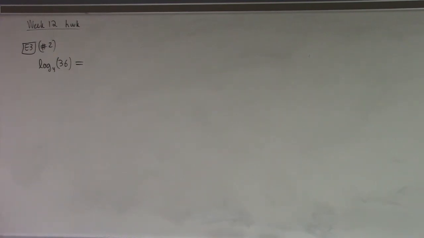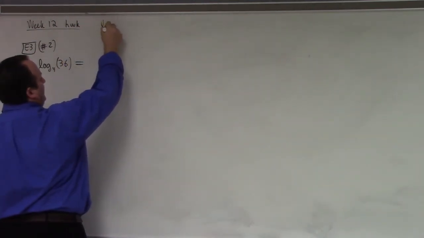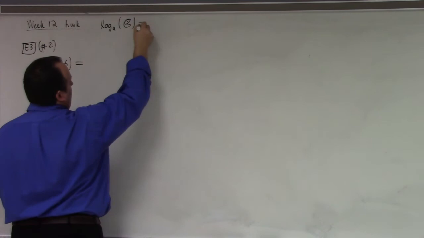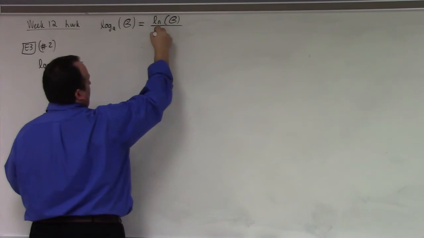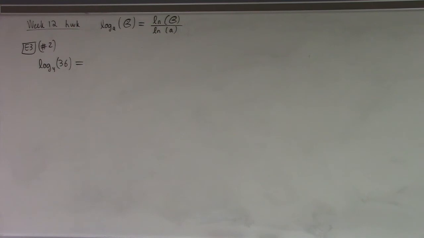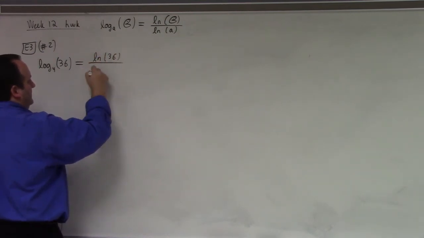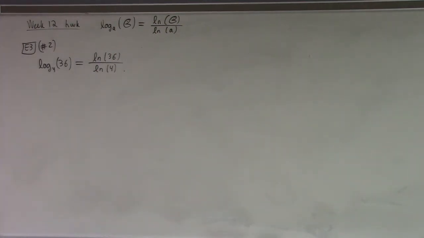Nobody? So I mentioned the change of base formula. Do you remember what it was? If we have log base A of whatever, let's call it Pac-Man, then that is the natural log of Pac-Man divided by the natural log of A. So this is one of the versions of the change of base formula. So this would be natural log of 36 divided by natural log of 4. And that is actually the answer for number 2 in your homework. They just want a ratio of natural logs for that one, okay?